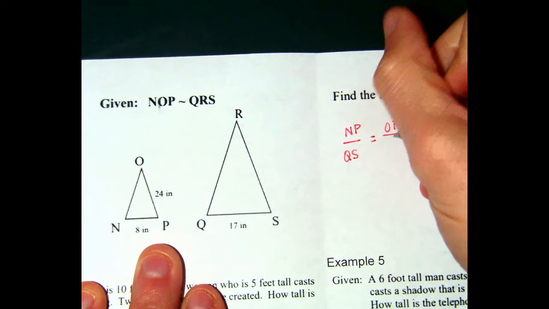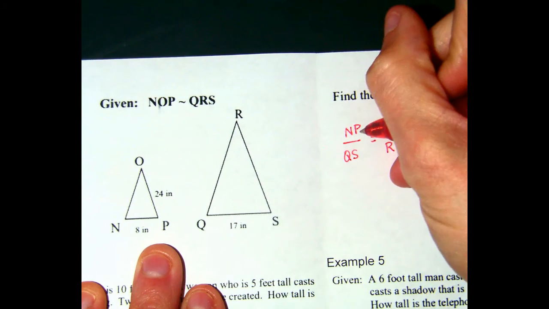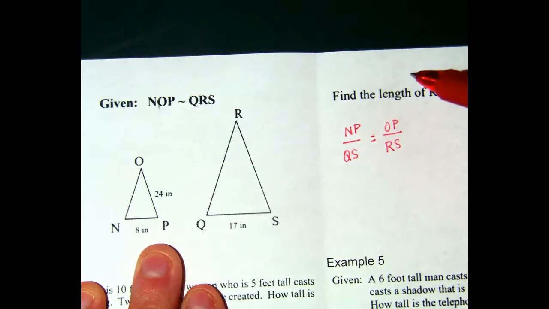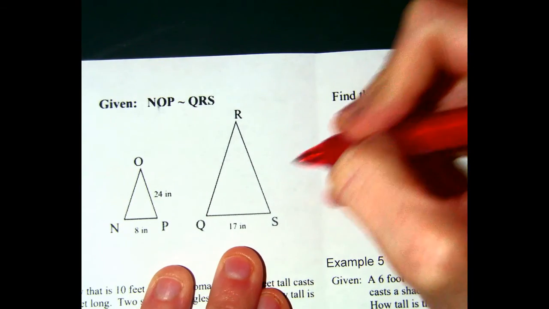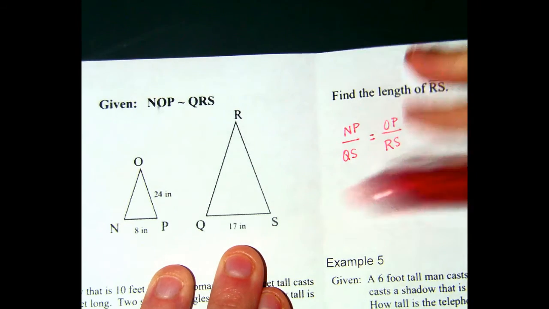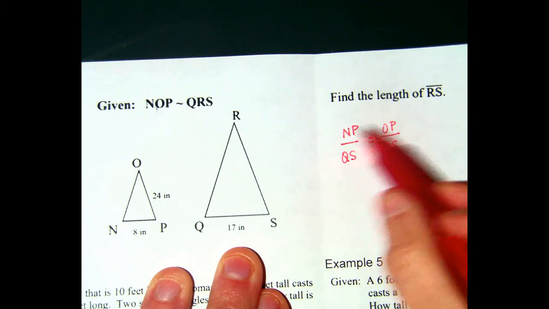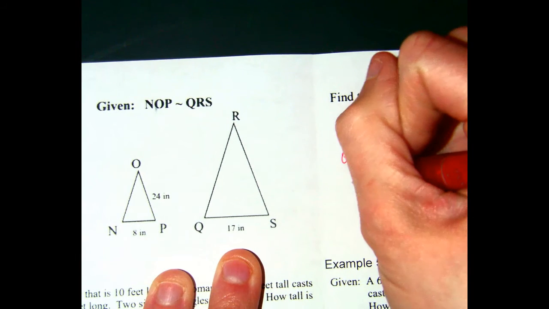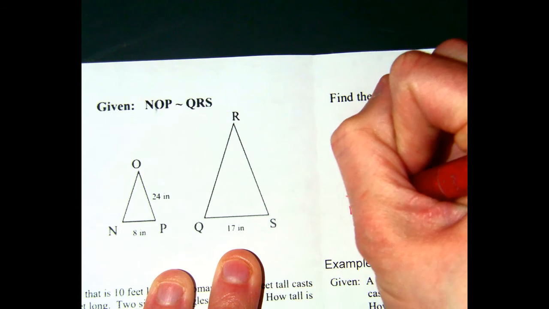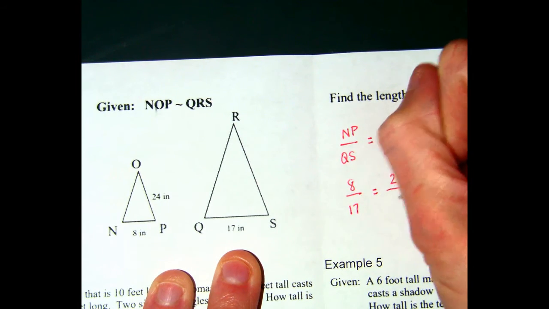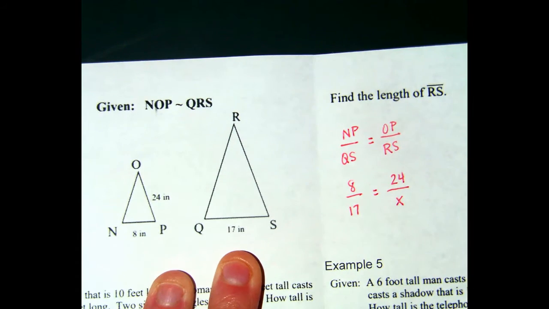over, we've got RS. Notice NP and OP on the top are from this triangle. QS and RS are from this triangle. It doesn't matter if you swap them as long as you have one triangle on the top, one triangle on the bottom. We're now going to plug them in. So 8 over 17 should be equal to 24 over x. We don't know what RS is.